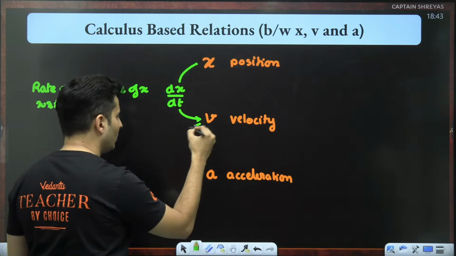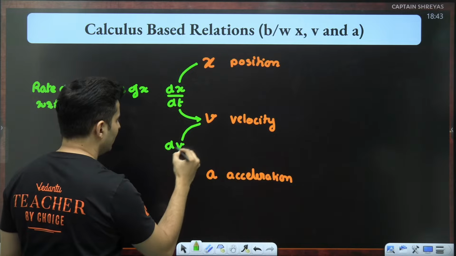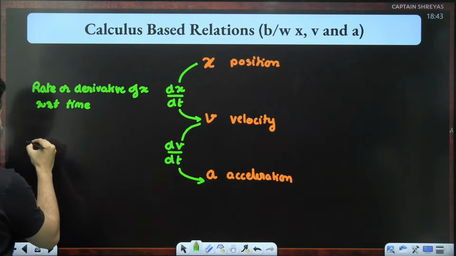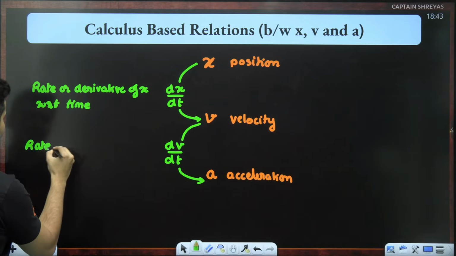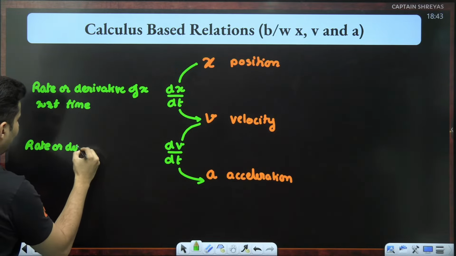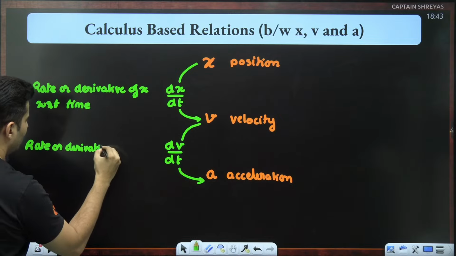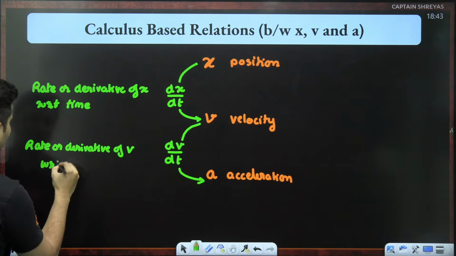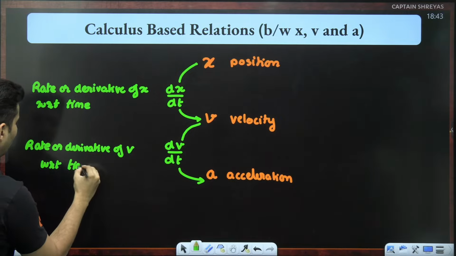The same thing you do over here. You do dv by dt, you get acceleration, which is again the rate, or the derivative, or differentiation, of velocity with respect to time.